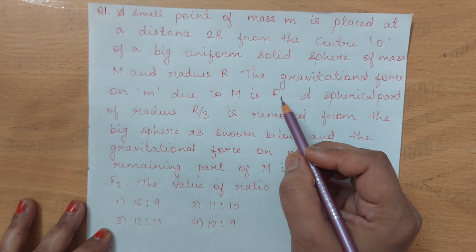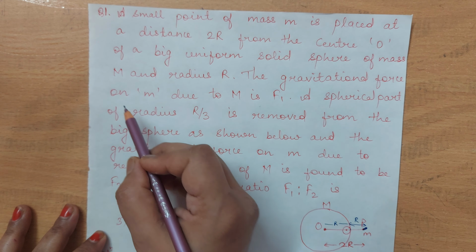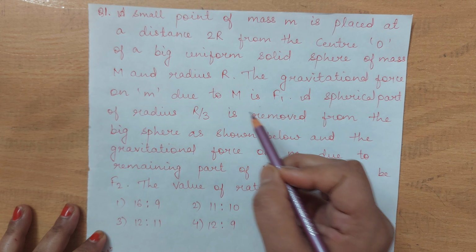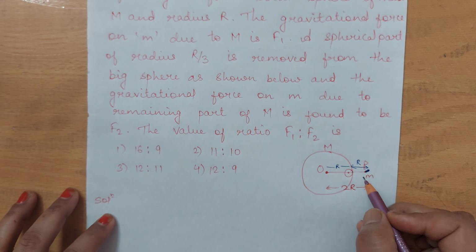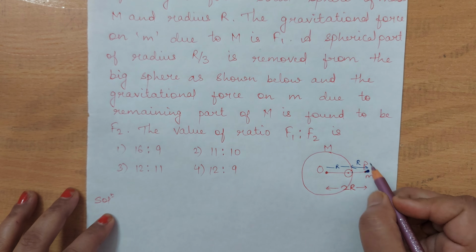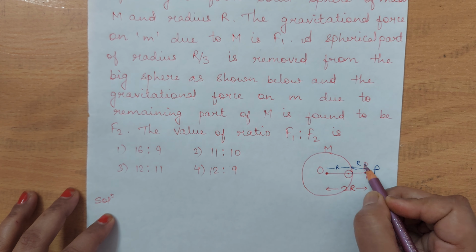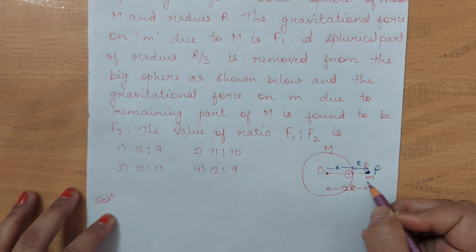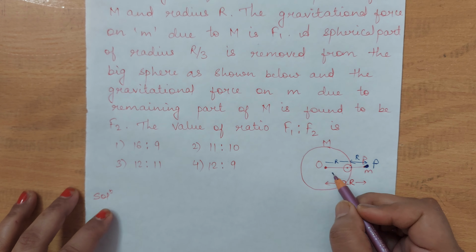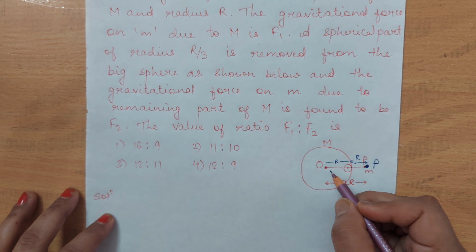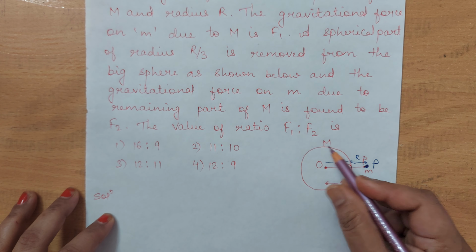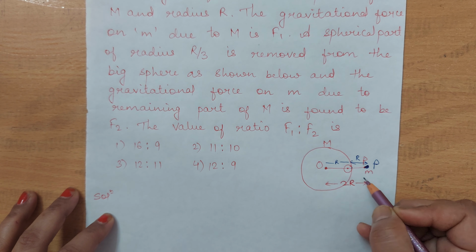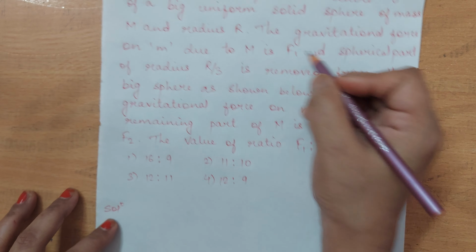Now, next, the gravitational force on m due to capital M is F1. इस small point mass P जो 2r distance पर है from the center of the big sphere, इस पर जो force लग रहा है इस sphere के चलते, bigger sphere के चलते, वो F1 है. ये question में दिया हुआ है.